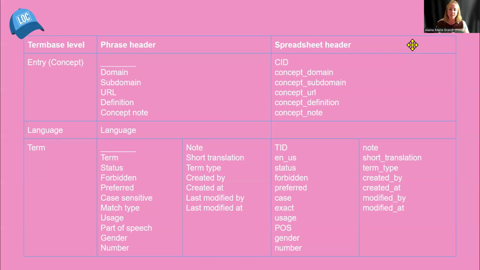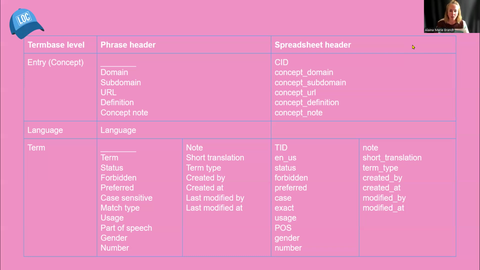All of the entry-level data categories start with "concept" in the spreadsheet headers exported from Phrase. Within a spreadsheet exported from Phrase, the language level is assumed. The actual text of the term is stored under a header for the language of the term, but that's still a term level data category.